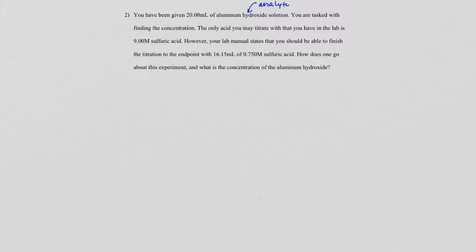Now you need to apply what you've learned about reactions in solution, how we make solutions, and how we go about knowing the balanced chemical reaction so we can perform our experiment correctly. So this is a great lecture question. It's a great lab question. We're going to work through it right now.